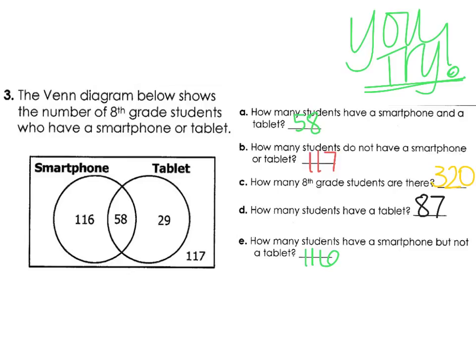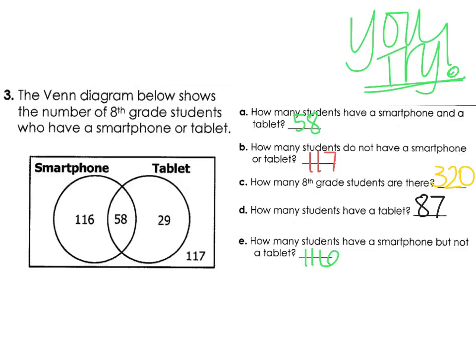How many 8th grade students are there in total? Well, what we would need to do is count up all the numbers in our Venn diagram that are represented here, because 116 students have a smartphone, 58 students have both, 29 students have a tablet, and 117 don't have either. So add them all together and you get 320, and that's how many 8th grade students there are in total.